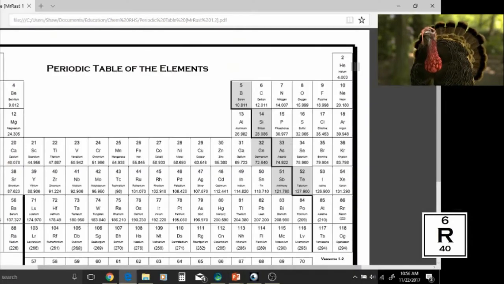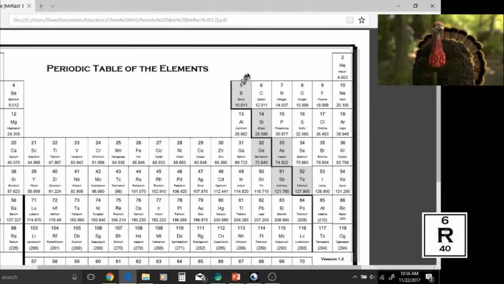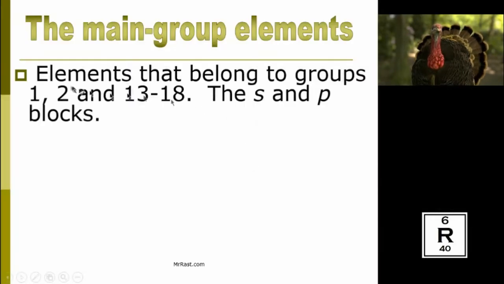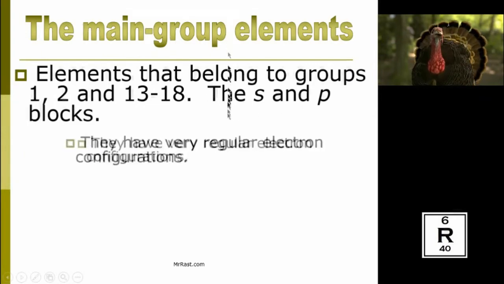So let's take a look over here. So this is 1, 2, 3, 4, 5, 6, 7, 8, 9, 10, 11, 12, 13, 14, 15, 16, 17, 18. So 13 to 18 is the P block. So 1 and 2 S block, 13 to 18 P block. So let's take a look back now at what this says. Elements that belong in groups 1 and 2 and 13 to 18, S and P block, are main group elements.